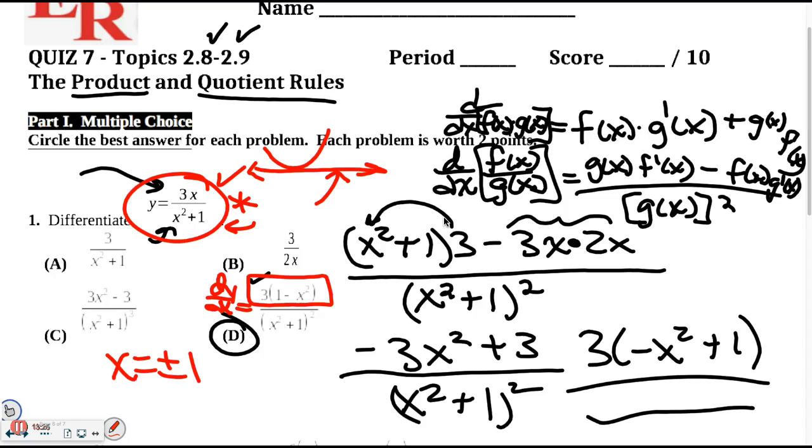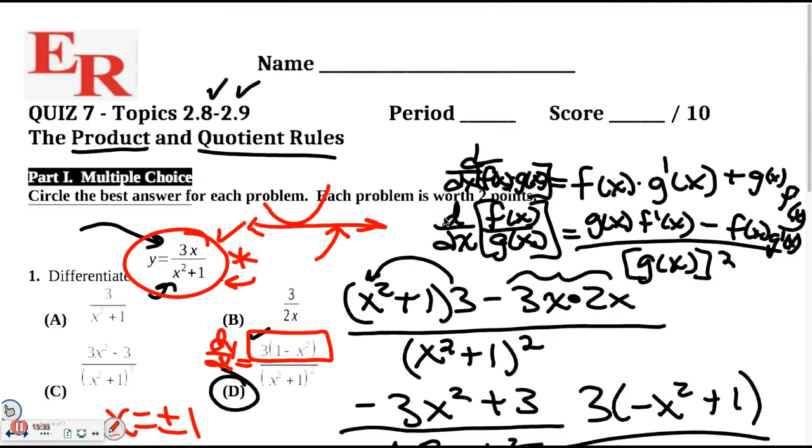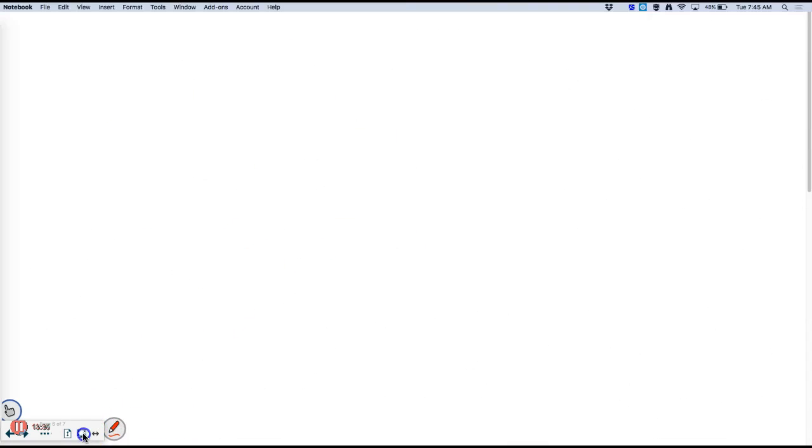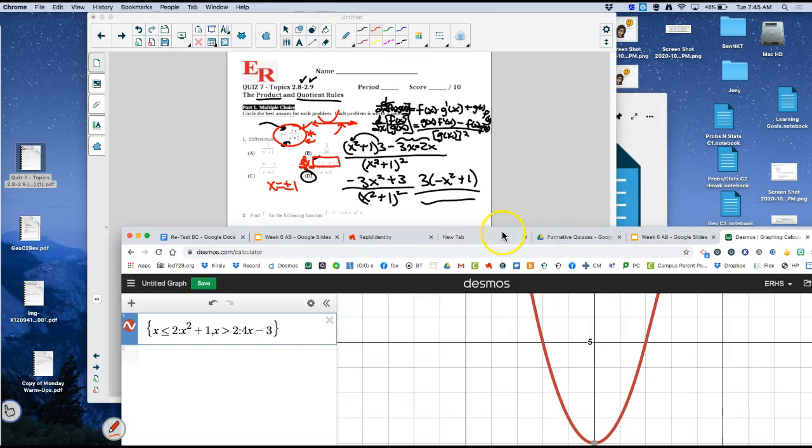Okay, well, you guys are waiting for me to bring it up on Desmos. You go do number 2 on your own. Okay, so hop down, do number 2. And if you have time, do number 3. I'm just going to hop on Desmos and do 3x over x squared plus 1.